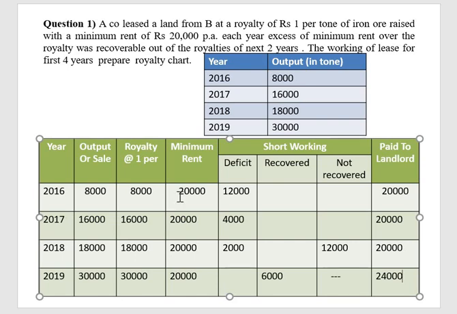But in this problem there is no lockout, lockdown or strike. If there is no lockdown or strike, whatever the minimum rent is remains for all years. How many years are given? For all years the minimum rent will be fixed. Next, deficit. Deficit is very important.